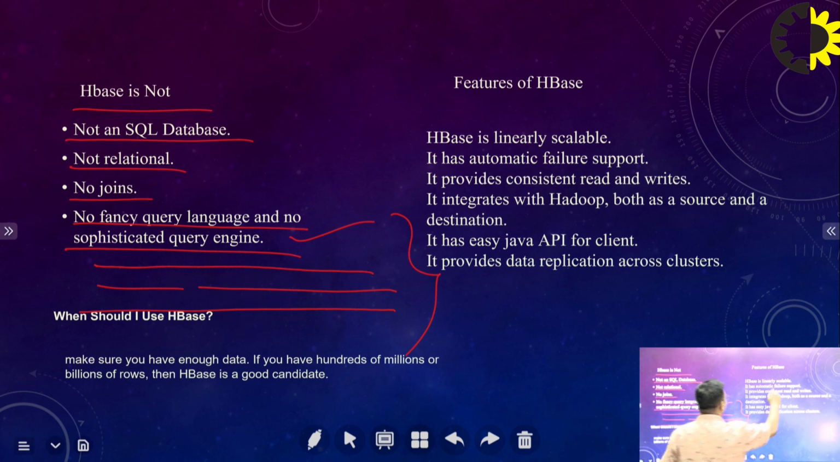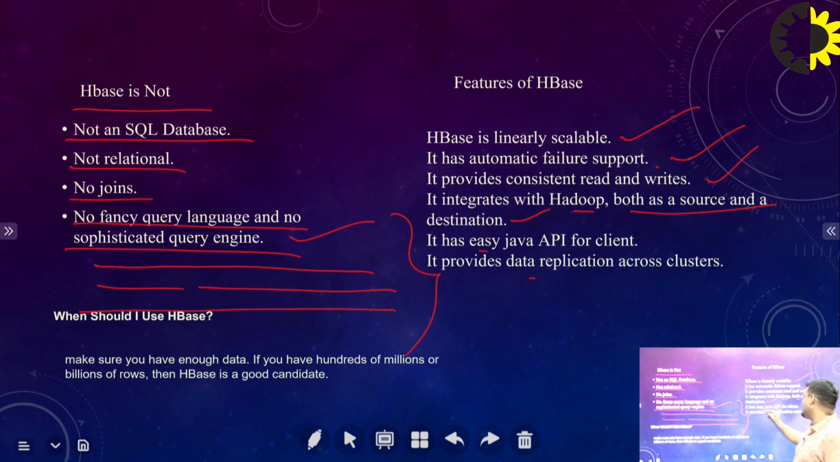It also has features. HBase is linearly scalable. It has automatic failure support. It provides consistent read and write. It integrates with Hadoop both as a source and a destination. It has an easy Java API for clients. Next, it provides data replication across the cluster.